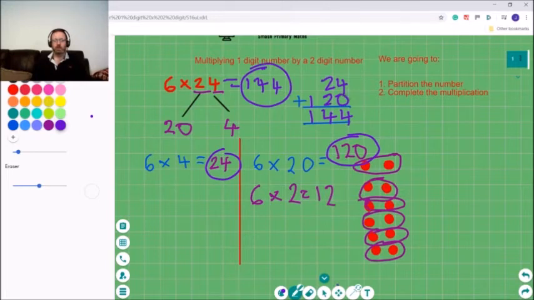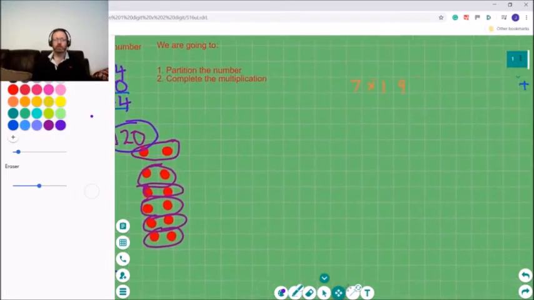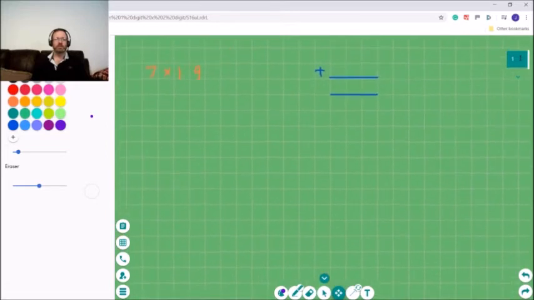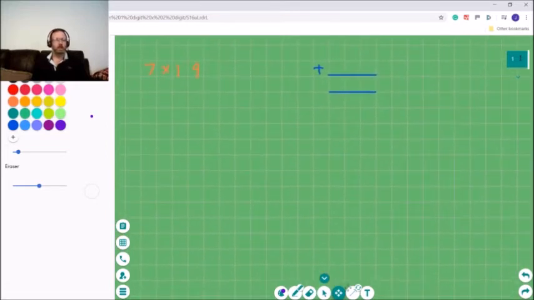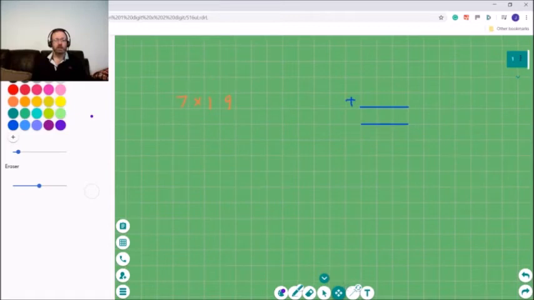Now, I'd like to go on and do another calculation. So I'm going to move across to the calculation of 7 times 19. And in the same way as we partitioned the other number, we're going to partition this one as well. So we're going to partition it into tens and ones. Here we've got 1 ten, and here we've got 9 ones. So the first calculation I'm going to do, as I did before, is I'm going to start with 7 times the ones, so 7 times 9.